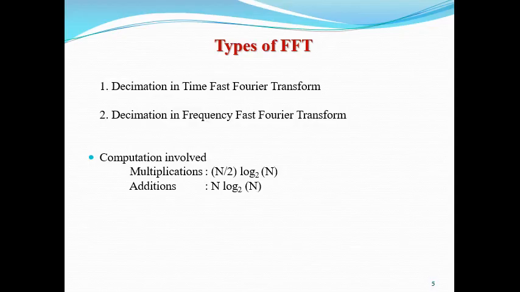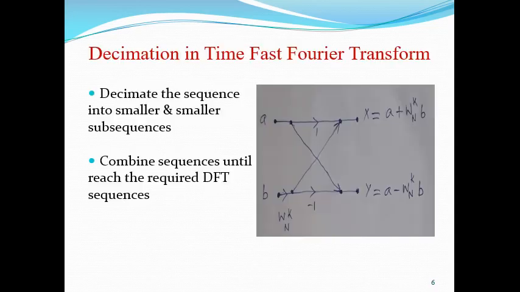In both algorithms, computations like multiplications and additions are involved. In the decimation in time fast Fourier transform algorithm, the time domain sequence x of n is separated into smaller and smaller subsequences and the sequences are combined until we reach the required DFT sequence.